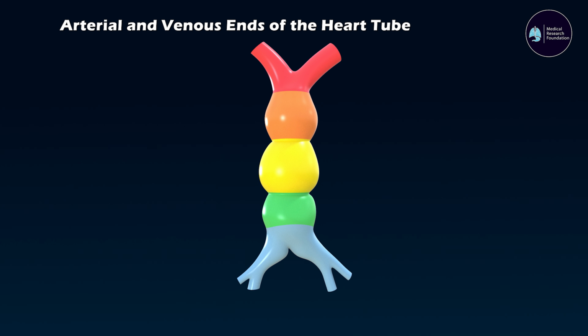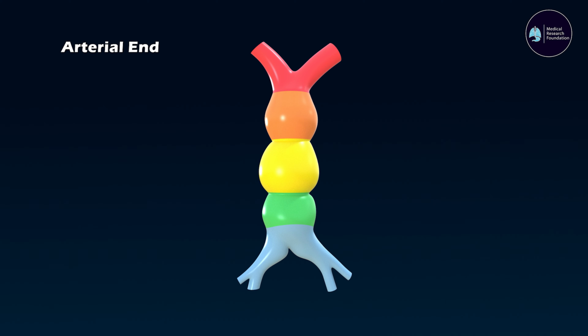Arterial and venous ends of the heart tube. Arterial end: the truncus arteriosus represents the arterial end of the heart. Cranially, it is continuous with the aortic sac having right and left horns. From each horn of the aortic sac, the first pharyngeal arch artery arises and passes backwards on the lateral side of the foregut to become continuous with the respective dorsal aorta.